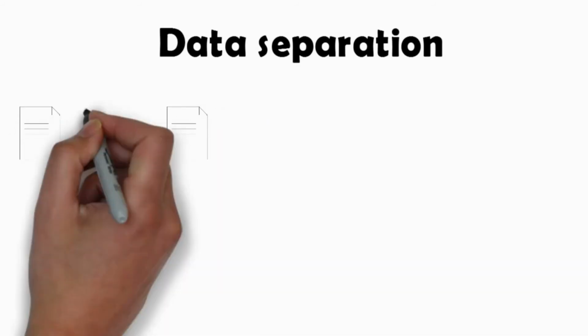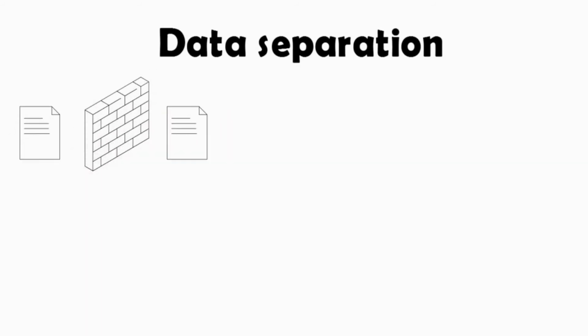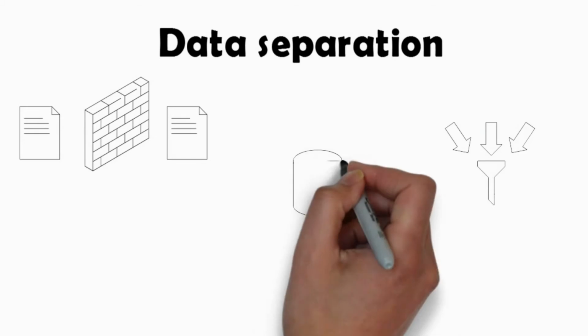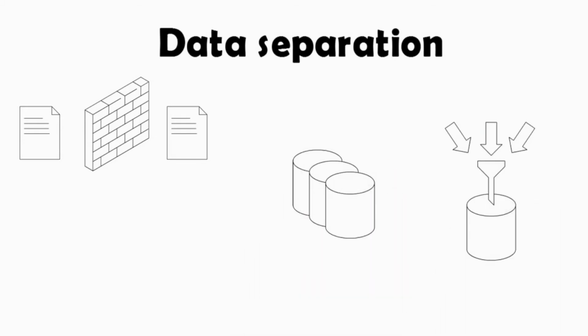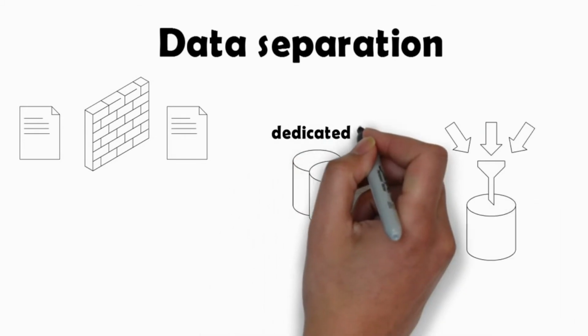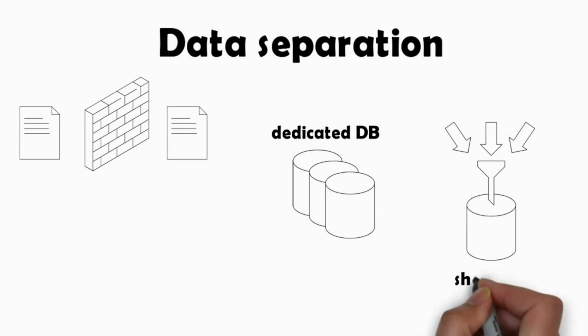Data separation is certainly the most known aspect of multi-tenancy. Two important variants for implementing data separation with relational databases are known as dedicated database, that's having a separate database instance for each tenant, and shared database, which is having all tenant data in the same tables with the tenant ID as part of the primary key.